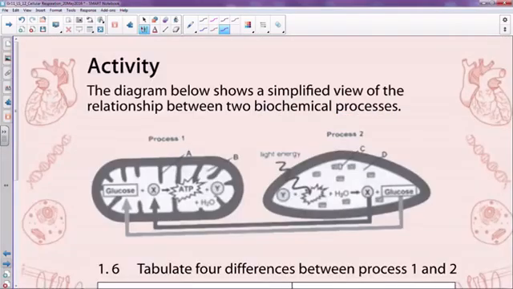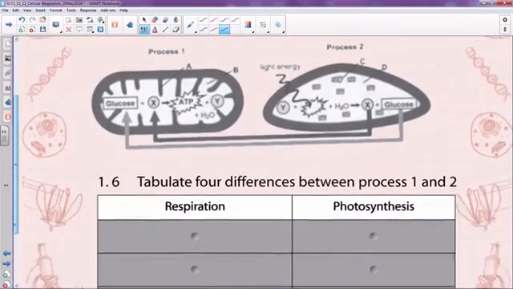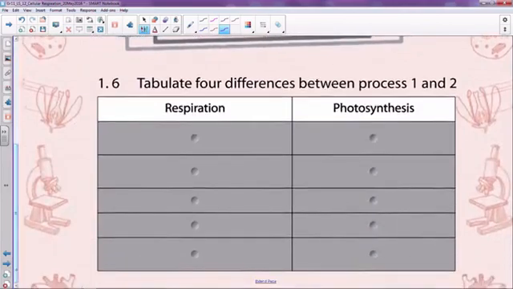So I've drawn a table and we're going to very quickly look at the responses and the differences. Guys, what is important to remember is that a tabulation means that you've got to draw a table, and that table needs to be a neat table and generally should have a heading, in this case the process of respiration and photosynthesis. It will be differences between photosynthesis and respiration, and we've got to make sure that the differences are mutual, are in proportion or in relation to each other.